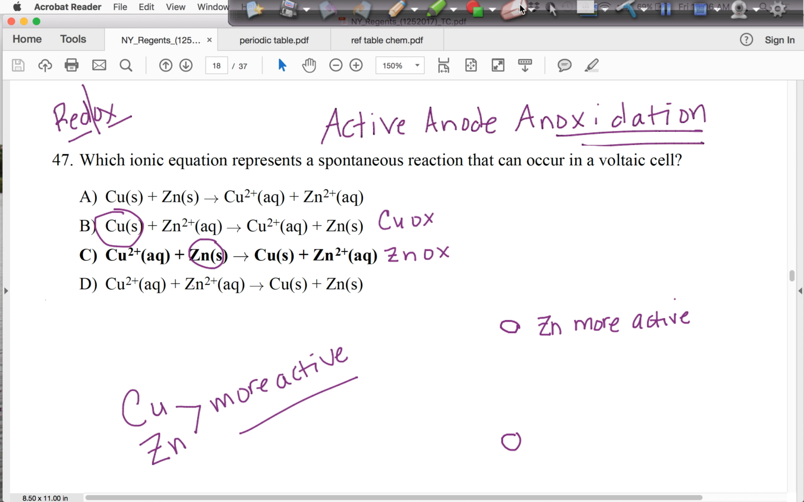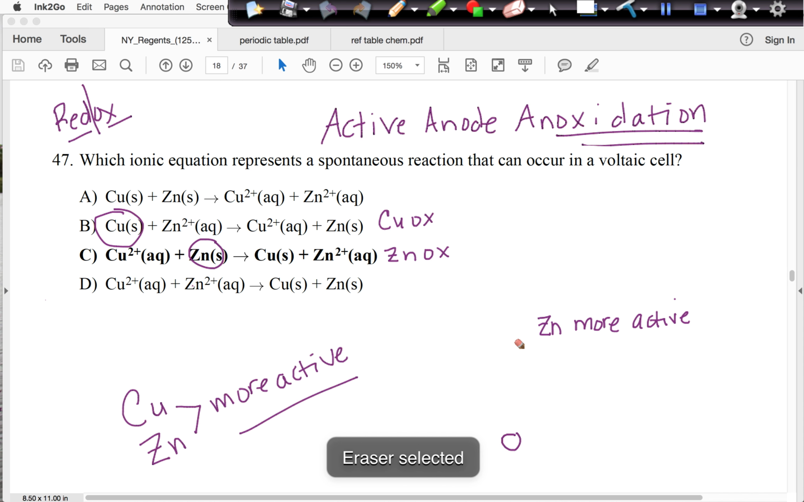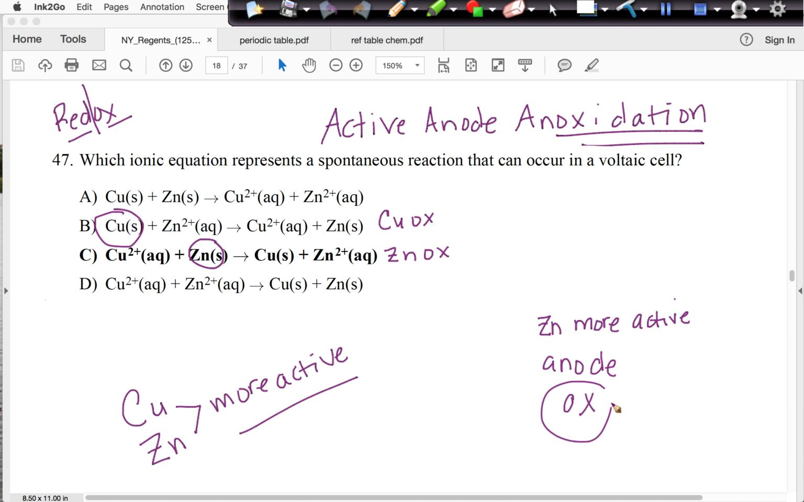So since zinc on Table J is the more active metal, zinc is the one that should be the anode, and since an ox, zinc is the one that should be oxidized. That's why C is the answer.